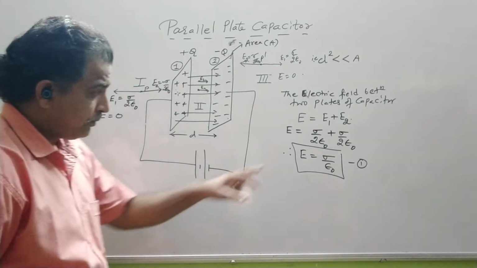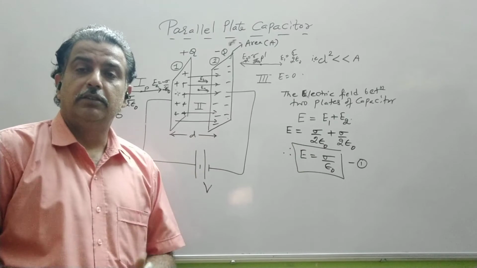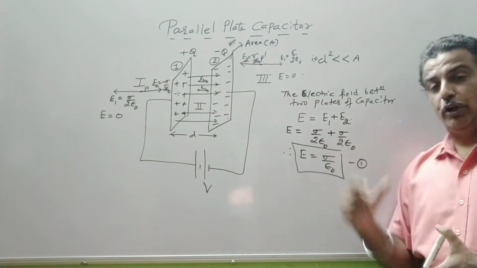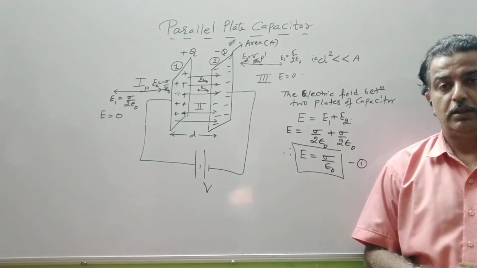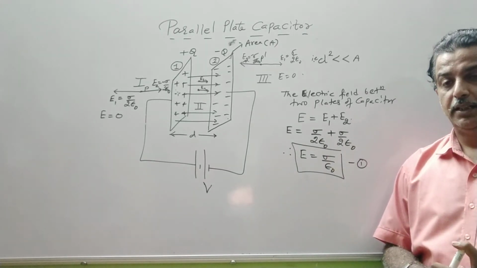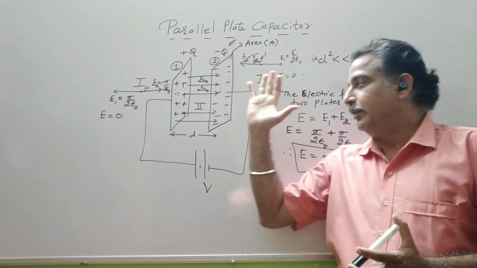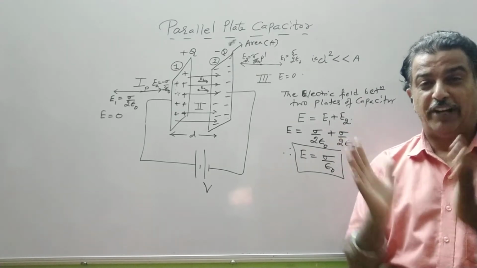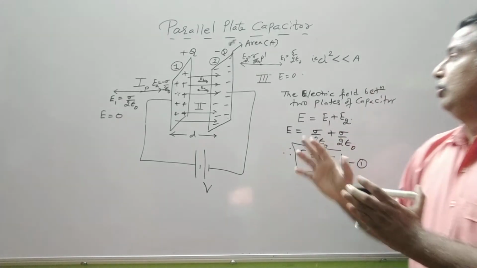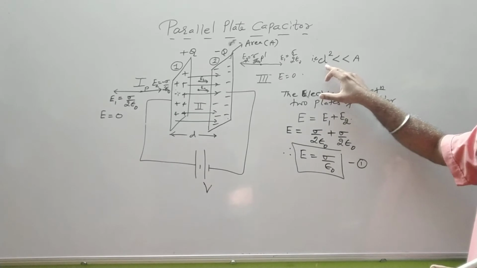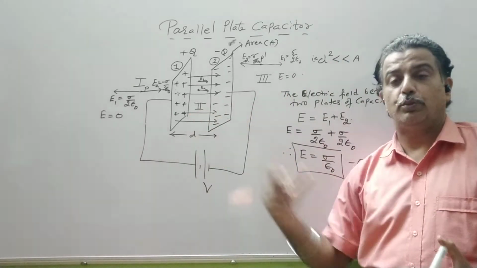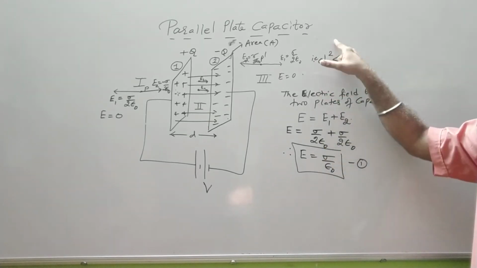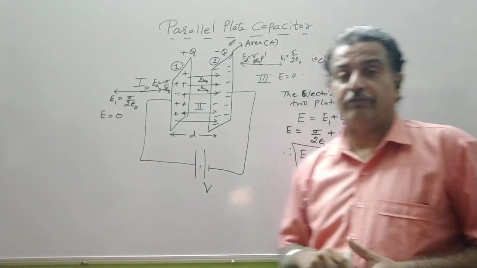Now, this was the derivation for an infinite plane sheet. We have derived this formula by using Gauss law for an infinite plane sheet. Now here, this plane sheet is not infinite, it is finite. We have also taken the condition that the distance between the two plates should be small. Now why do we take d square less than the dimension of the plate?